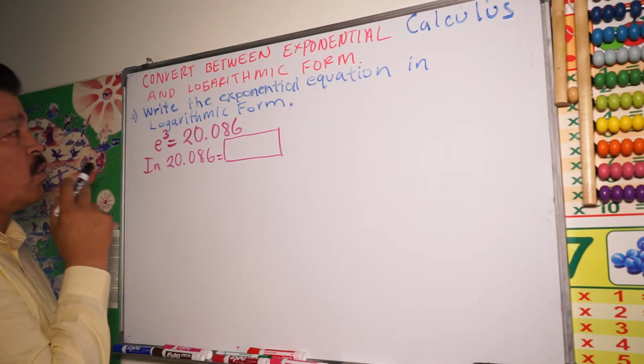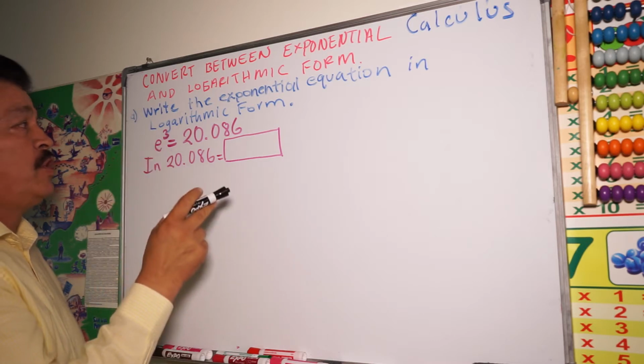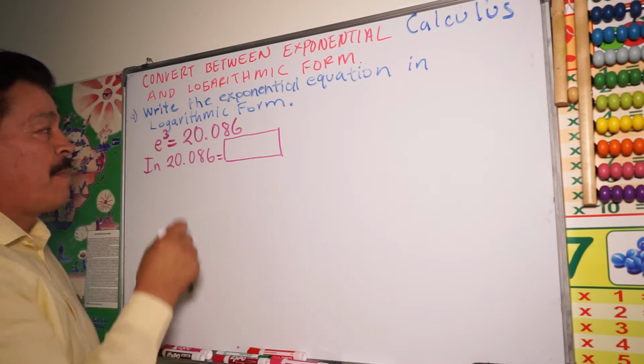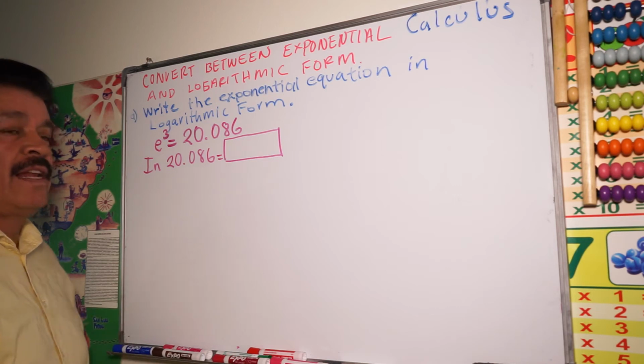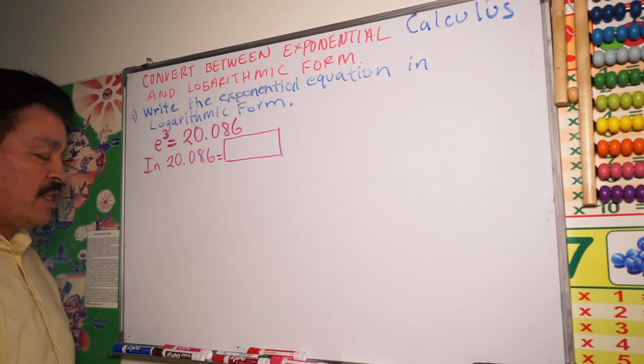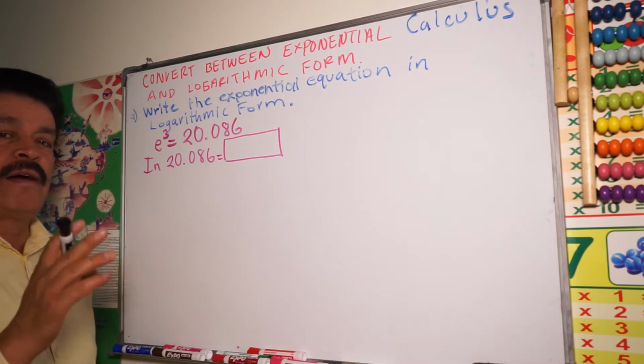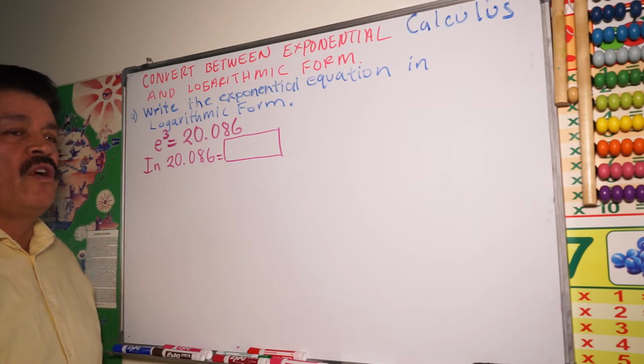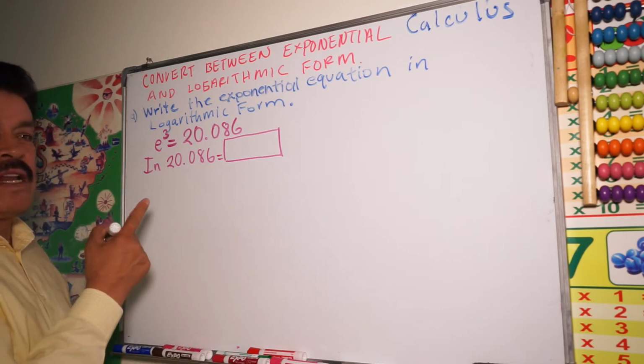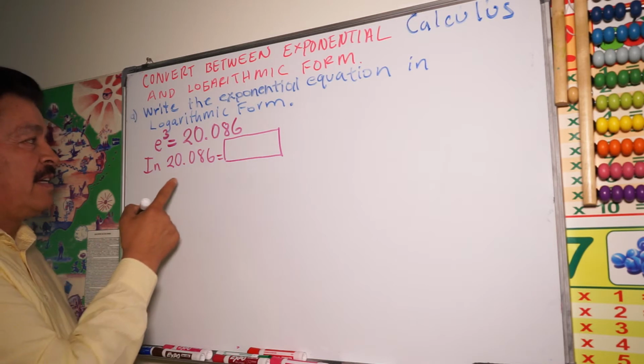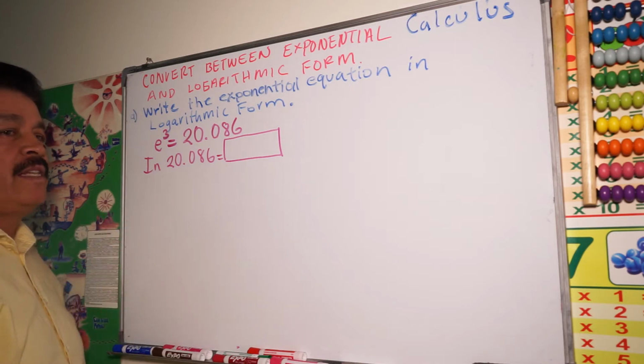It says write the exponential equation in logarithmic form. So this is an exponential equation. Before we start to solve this problem, I have to remind you of some concepts. For example, the logarithm of x with base b is defined.